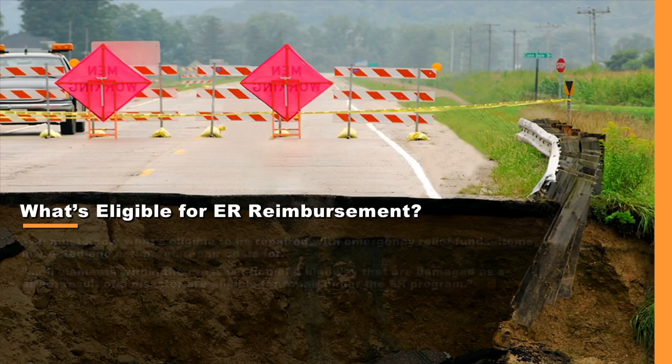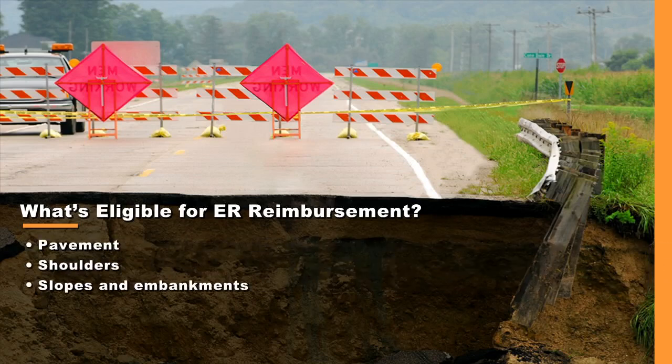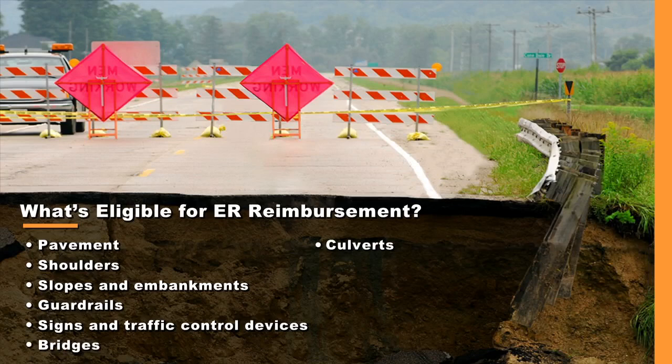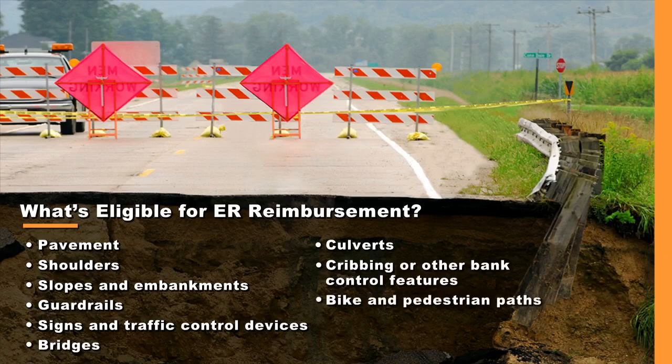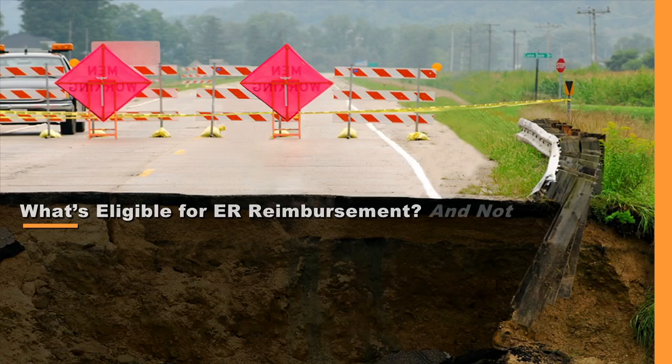This includes, but is not limited to, pavement, shoulders, slopes and embankments, guardrails, signs and traffic control devices, bridges, culverts, cribbing or other bank control features, bike and pedestrian paths, fencing, and retaining walls. The repair of a pedestrian or bicycle trail inside the right-of-way of a federal aid highway is eligible for ER funding whether or not the roadway itself is damaged.